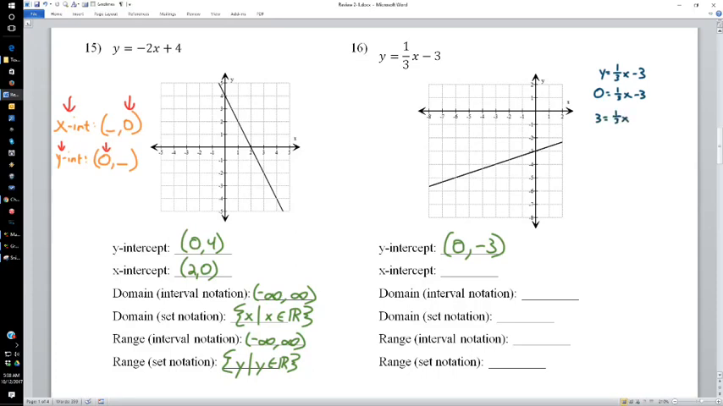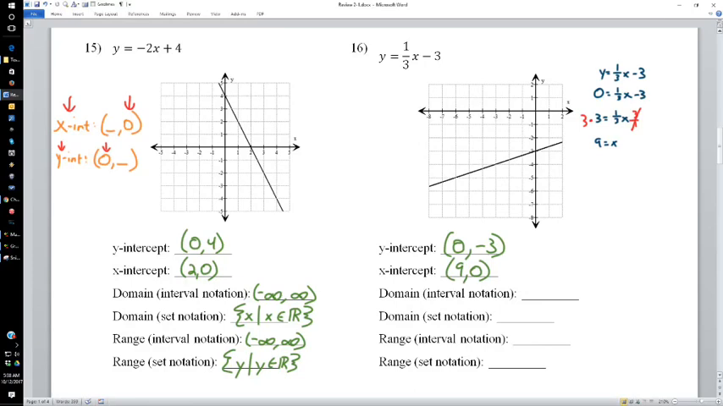The way you get rid of a fraction, remember you flip it and multiply, so that's 3 over 1 times, which is just 3. So 3 times 3 is 9. So your x-intercept is at 9. So at the point 9, 0. When y is 0, x is 9.